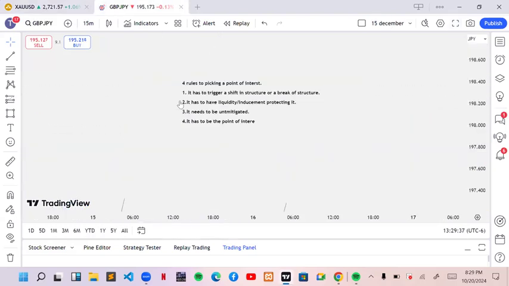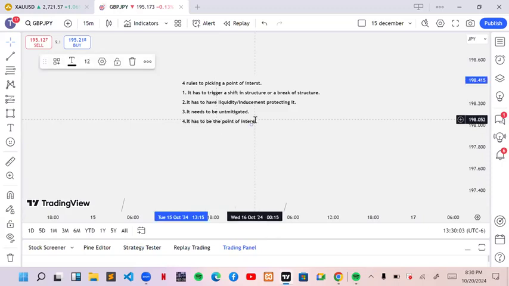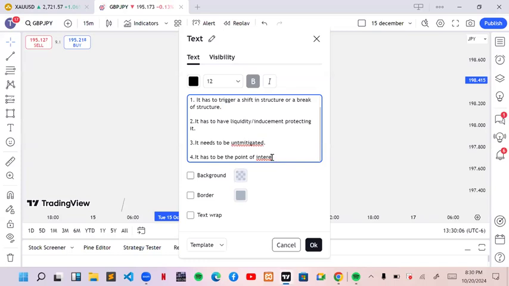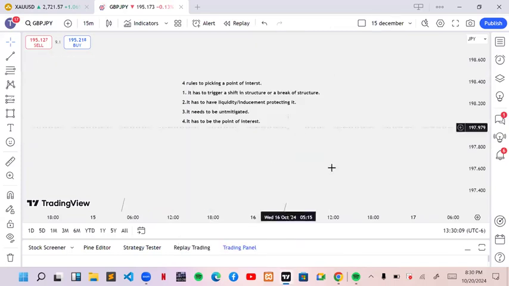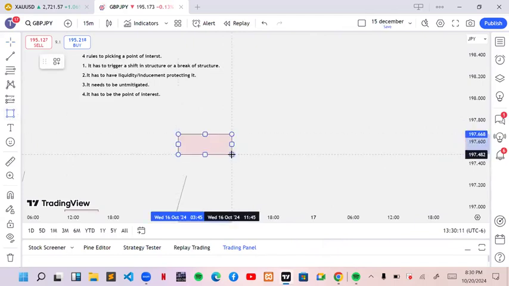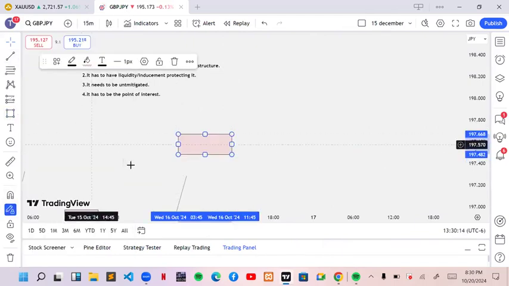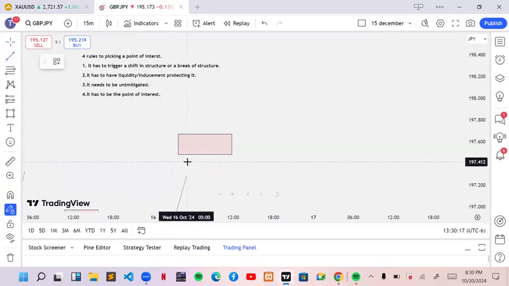So the first rule says it has to trigger a shift in market structure or a break of structure. The second rule says it has to have liquidity protecting it. The third rule now says it needs to be unmitigated. Now, proper mitigation is after the market breaks structure or has a shift in market structure, the market comes back to tap into a point of interest. That is what mitigation is. Mitigation is only valid when it happens after a break of structure or a shift in market structure. So, for example, this is our order block right here, and the market breaks past that zone, and the market breaks past that zone.